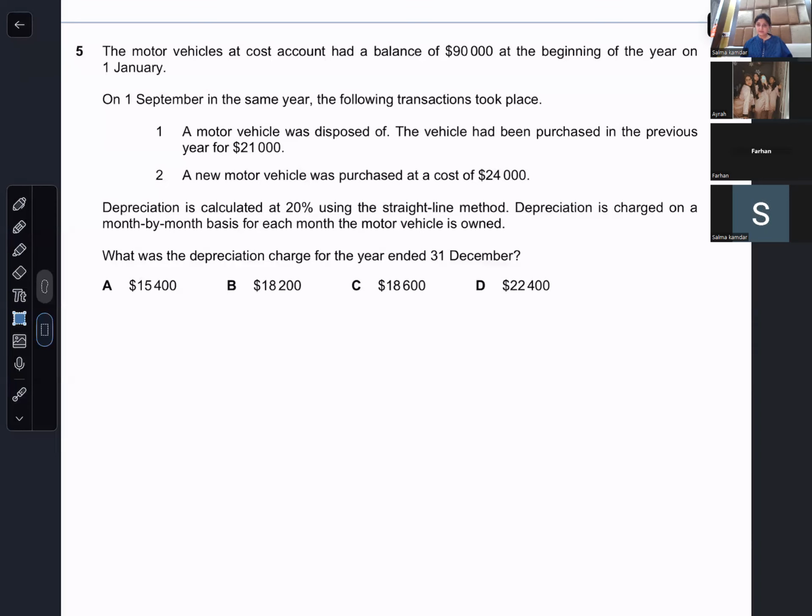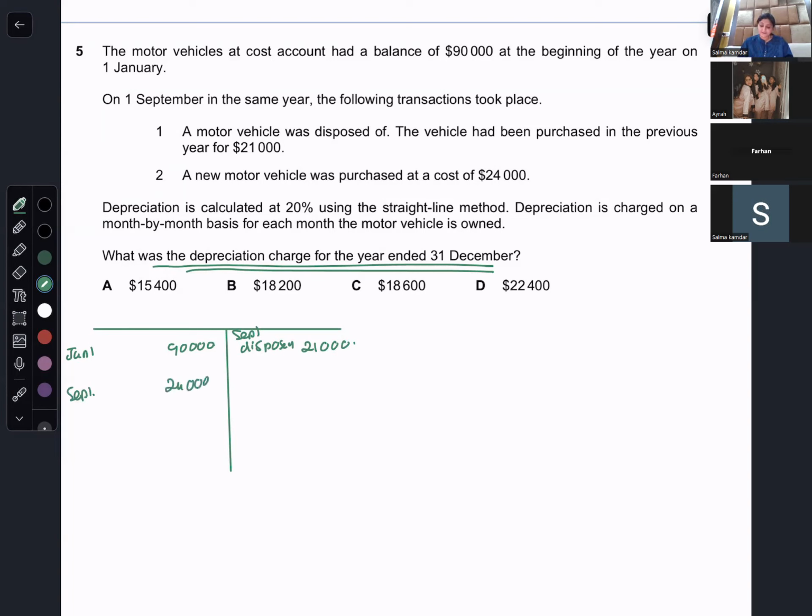Okay, they want the depreciation charge for the year ending. The motor vehicles at cost account had a balance of $90,000 at the beginning of the year, on 1st January. On 1st September in the same year, the following transactions took place. A motor vehicle was disposed of; the vehicle had been purchased in the previous year for $21,000. A new motor vehicle was purchased at a cost of $24,000. Depreciation is calculated at 20% using the straight line method. Depreciation is charged on a month by month basis.